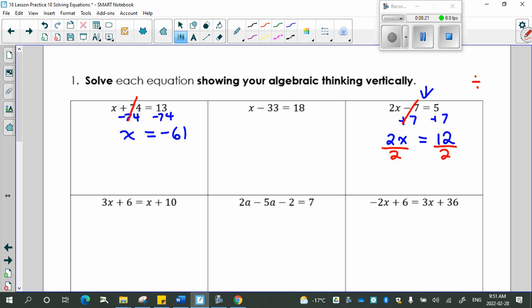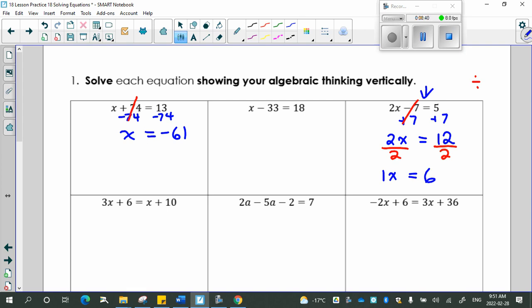not the 7 and 8 divide sign. Okay, we're going to use a vertical division bar. And notice we made a 1, because what's 2 divided by 2? 1. So 2 divided by 2 is 1x, and 12 divided by 2 is 6. So that's how we show that thinking.